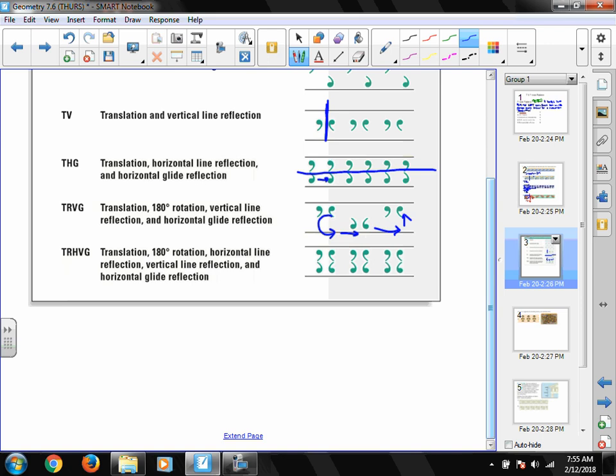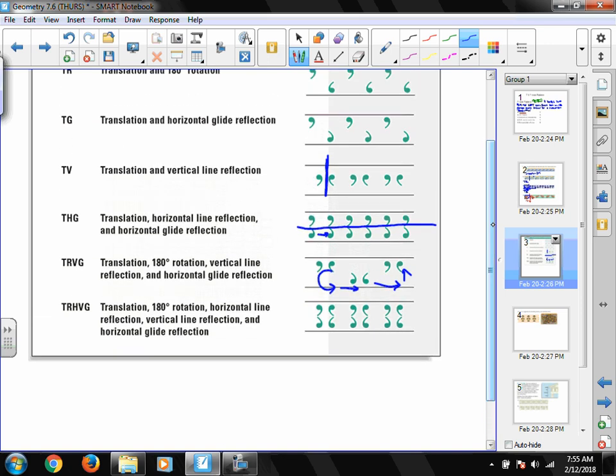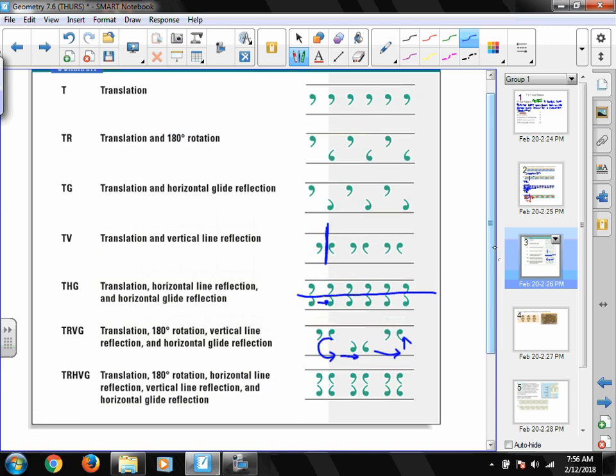And finally, TRHVG, meaning we have a translation, a 180-degree rotation, horizontal line reflection, vertical line reflection, and a horizontal glide reflection. So it's going to look very much like the THG, but now you're going to have mirrored images as well. So these are really the combinations that you want to know. Those are going to be the ones that we use.